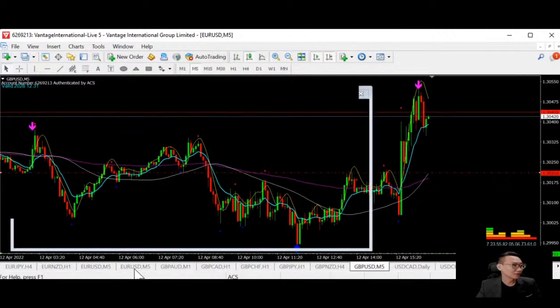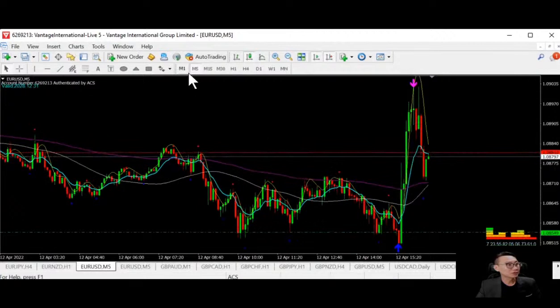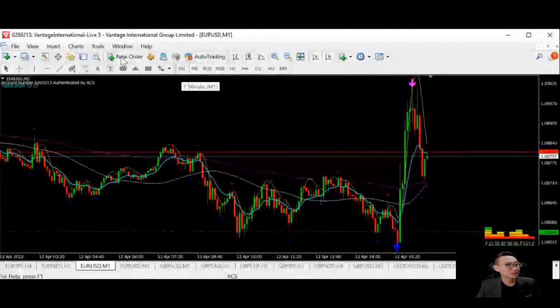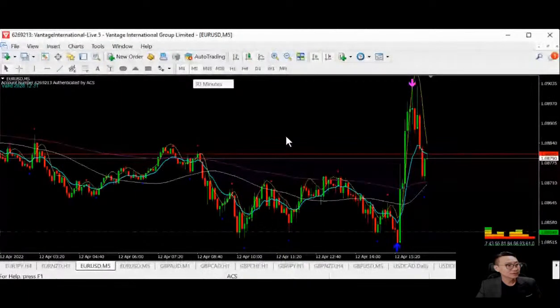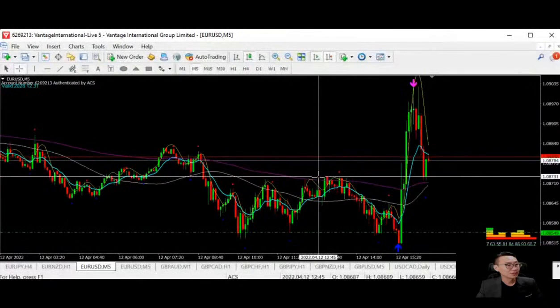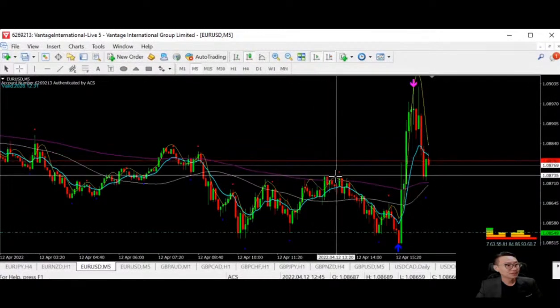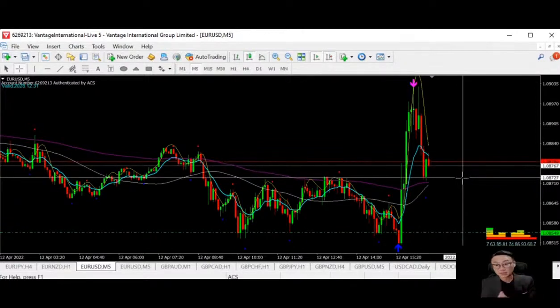For example, for euro dollar, we also have a support level. Let's see the support level. Over here, where the previous resistance tested a few rounds, broke, and now it comes back as a support. Now when it comes back as a support, how do you read this?